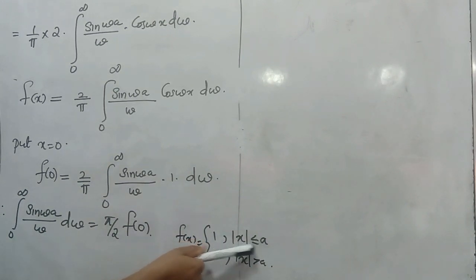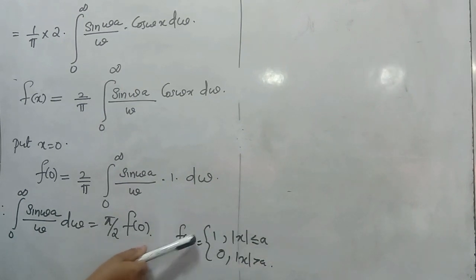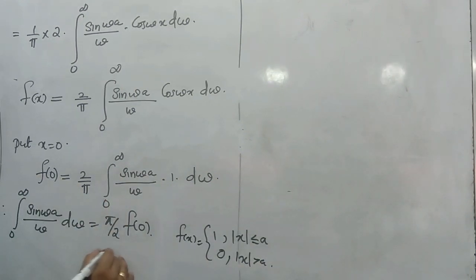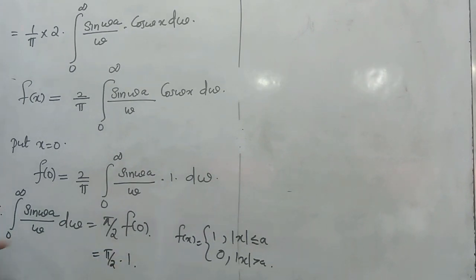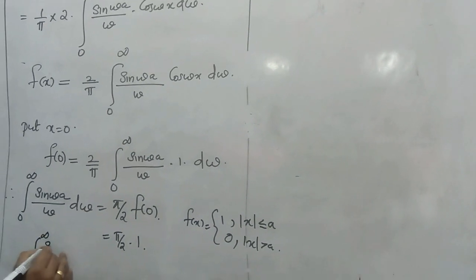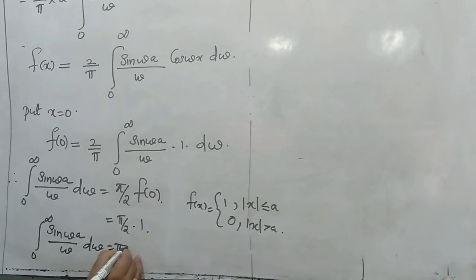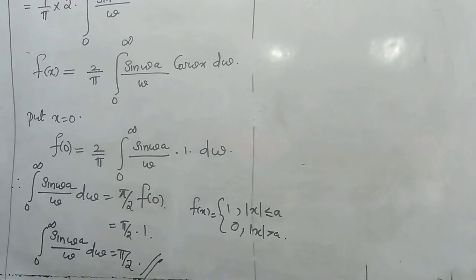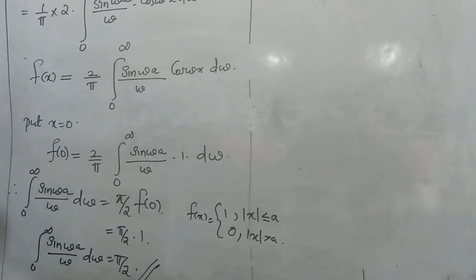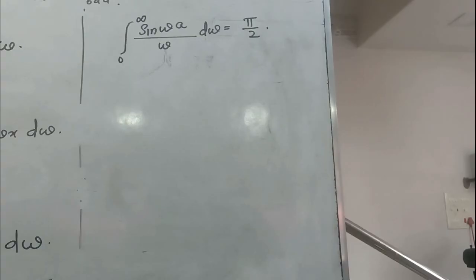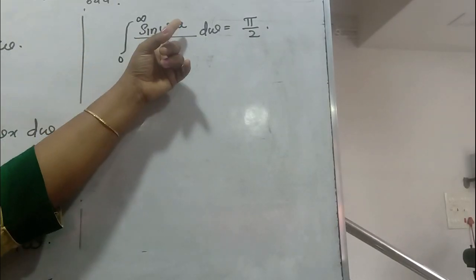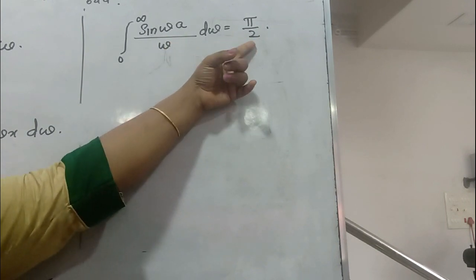0 is between minus a and plus a, so the value of f of 0 is 1, hence pi by 2 into 1. So the definite integral from 0 to infinity of sin omega a by omega d omega is pi by 2. From this result, by a suitable substitution, we have to go to what we need to prove. So the integral from 0 to infinity of sin omega a by omega d omega equals pi by 2.